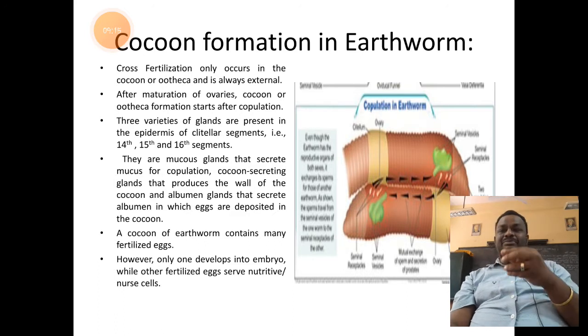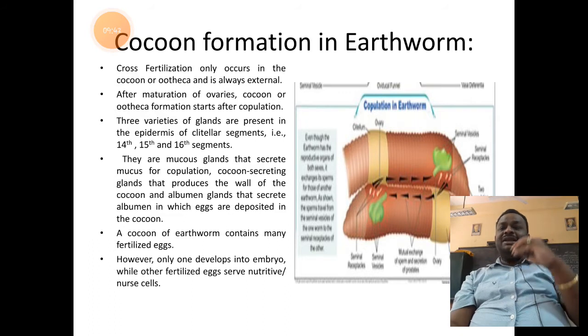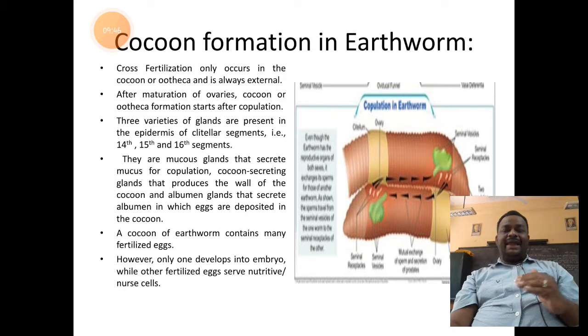This clitellum is made up of a glandular epithelium at the time of maturity. So, this glandular epithelium will make the clitellum appear as a much more thickened ring-like structure on the earthworm's body. And the glands seen in this region are of three types, in three distinct layers of epidermis in the case of clitellum.